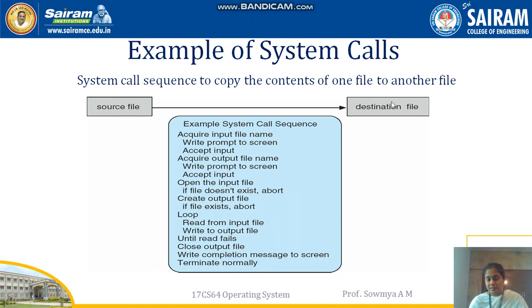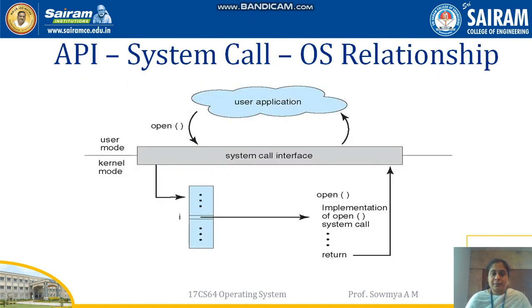Create the output file. If the file does not exist, then create the output file. If the file exists, then abort, meaning there is already a file existing and no need to create it. Then loop: read input from the source file, write the output to the destination file, until the read fails. Close the output file, meaning close the destination file. Write a completion message to the screen, and terminate normally. So if you just give copy from source file to destination file, this is the system call sequence that happens in the background.